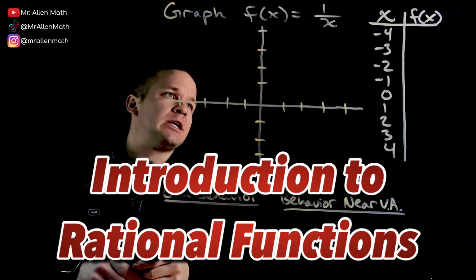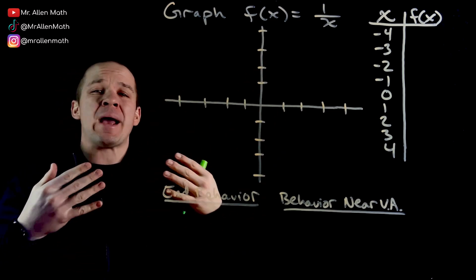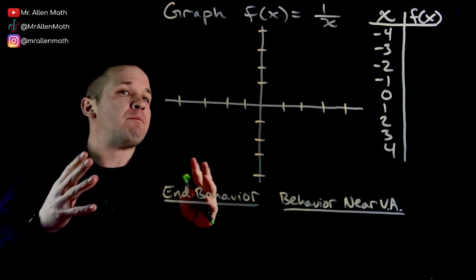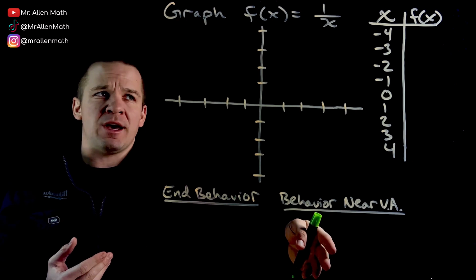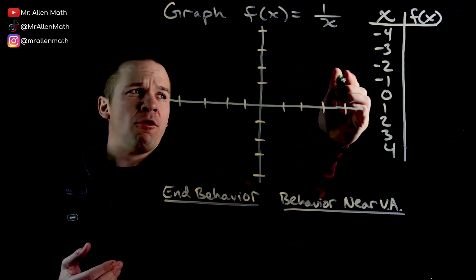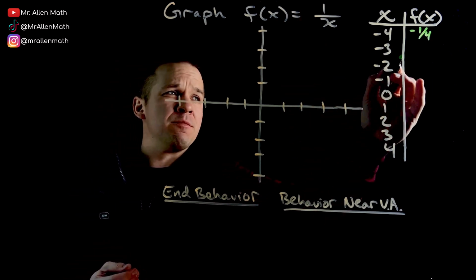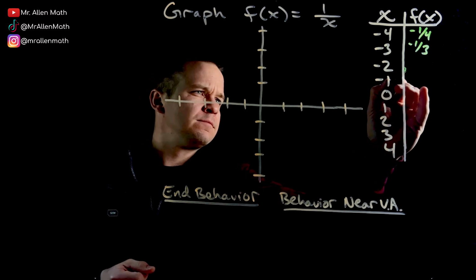Okay, so let's continue here. We've got ourselves graph f of x equals 1 over x. This is our parent function for rational functions, right? The most basic of basic rational functions. Now, I have a t-chart set up here with a bunch of x values. And if we plugged in -4, I'm just going to get -1/4. And if I plug in -3, I'm just going to get -1/3. I'm just going to get a bunch of fractions. Let me fill that out.